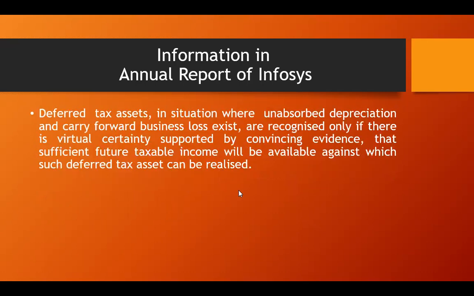Deferred tax assets in situations where unabsorbed depreciation and carry forward business losses exist are recognized only if there is virtual certainty supported by convincing evidence that sufficient future taxable income will be available against which such a deferred tax asset can be realized. It means we cannot simply show the deferred tax asset in the balance sheet, because the balance sheet figure will be inflated by showing these figures. So when you show the deferred tax asset, you are sure that the future taxable amount, future deductible amount are available. Therefore, we can set off this amount in the profit and loss account.